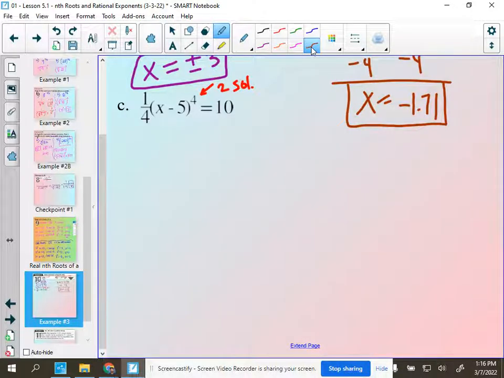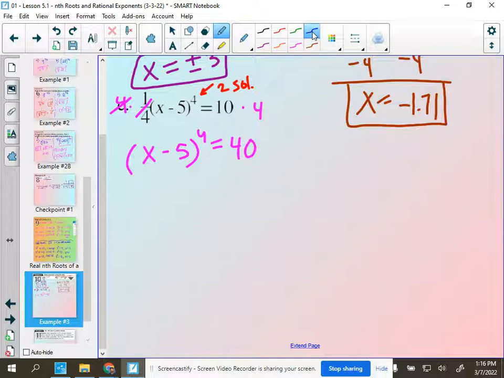Again, we've left ourselves the note. We're thinking two solutions. Clear anything that's in front of or after the parentheses. In this case, I'm going to get rid of my 1/4 by multiplying both sides of the equation by 4. That's going to leave us x minus 5 to the 4th power equals 40.